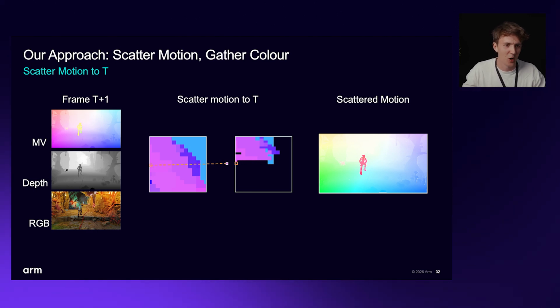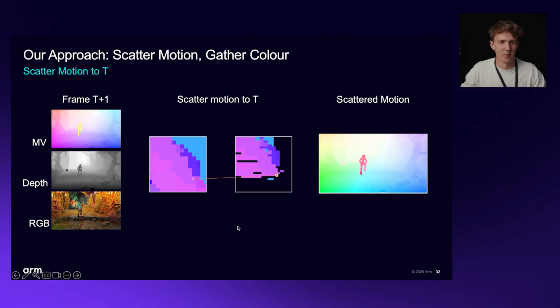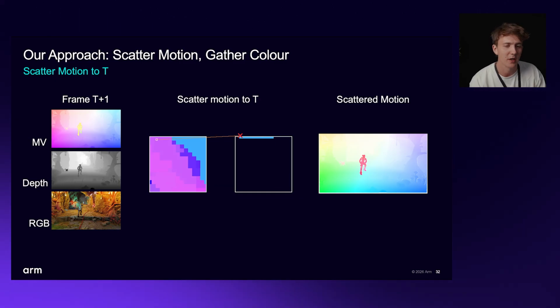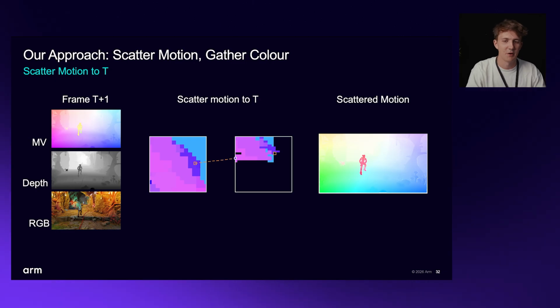So this is the same operation as the scatter color, but rather than scattering color pixels, we just scatter the values of the motion vectors. Similarly to RGB, this is an atomic operation, and collisions are also resolved by taking the nearest depth.